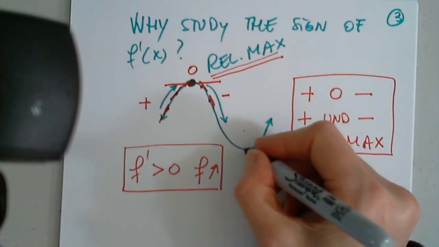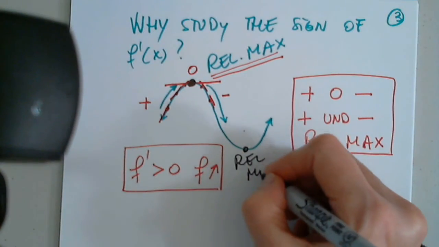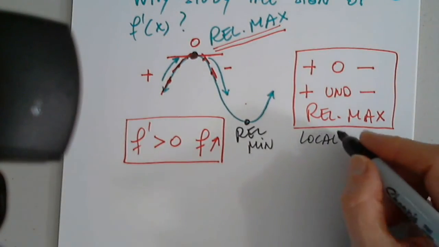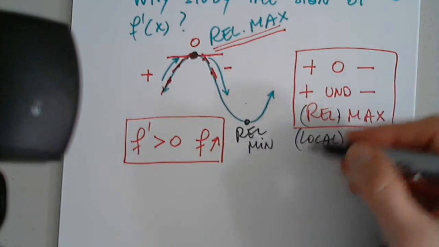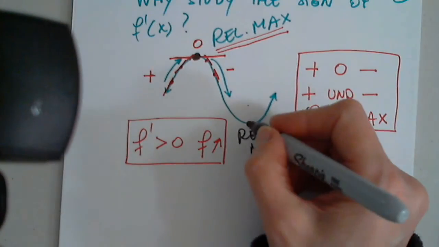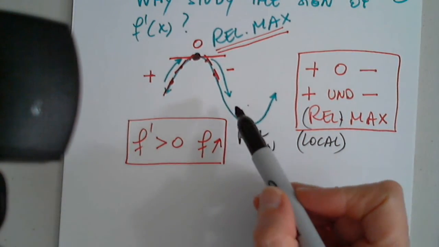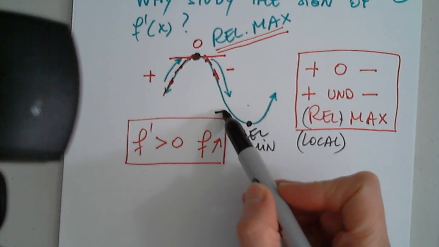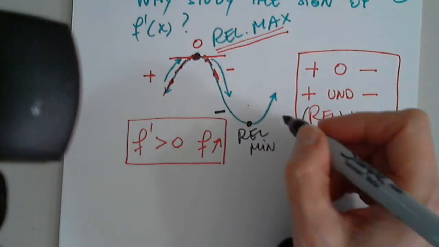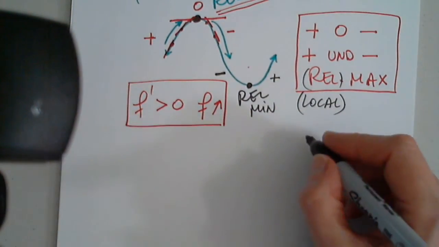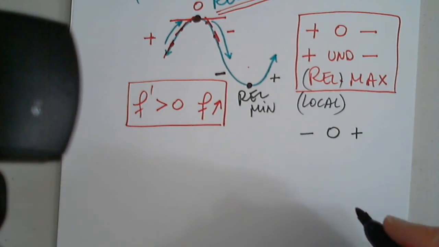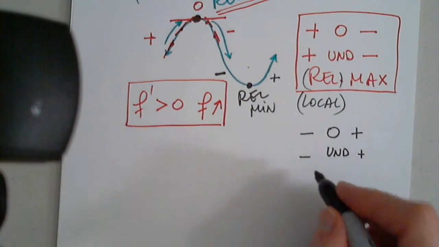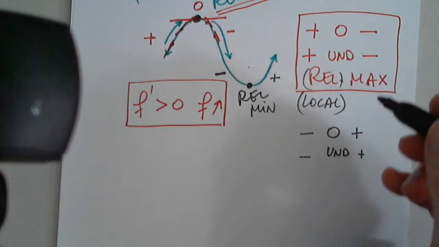Okay, obviously this is a relative min. The relative min or relative max is also local. Local or relative, they mean the same thing. We use them interchangeably. So obviously, what is the characteristic for a relative min? What sign of the derivative on this side? Negative. And then positive. So the typical situation is negative, 0, positive, or negative, undefined, positive. This is characteristic for a relative or a local minimum.